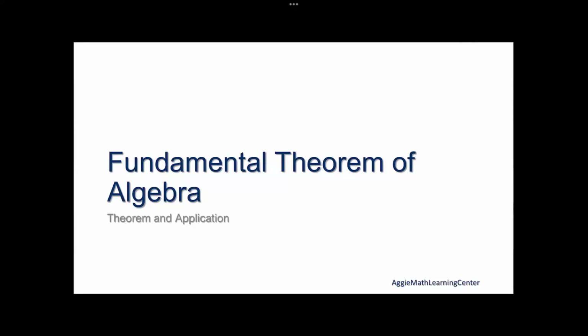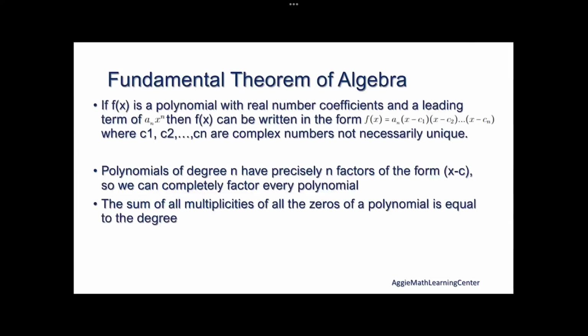Awesome sauce. Okay, so we're going to talk about something very near and dear to my heart because I had to prove it last semester in one of my classes, the fundamental theorem of algebra. The fundamental theorem of algebra tells us if we have a function that is a polynomial with real number coefficients and a leading term of a sub n x to the n, then f of x can be written in the form f of x is equal to a sub n. So we pull out that leading coefficient to the front, and then in complete factored form, where the c1, c2, cn are complex numbers, and these complex numbers are not necessarily unique.